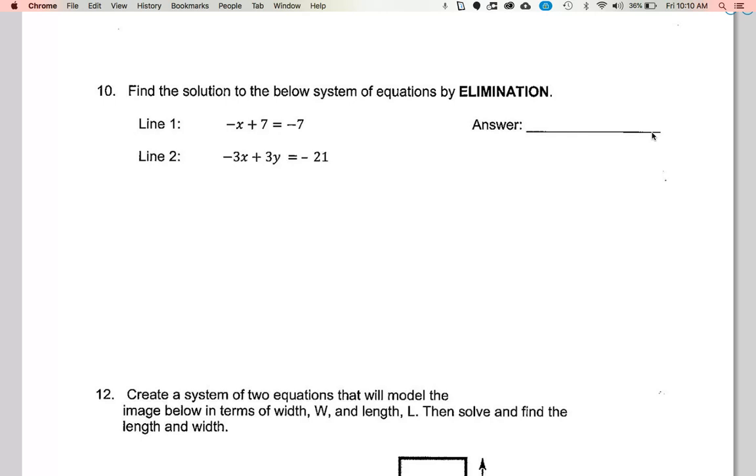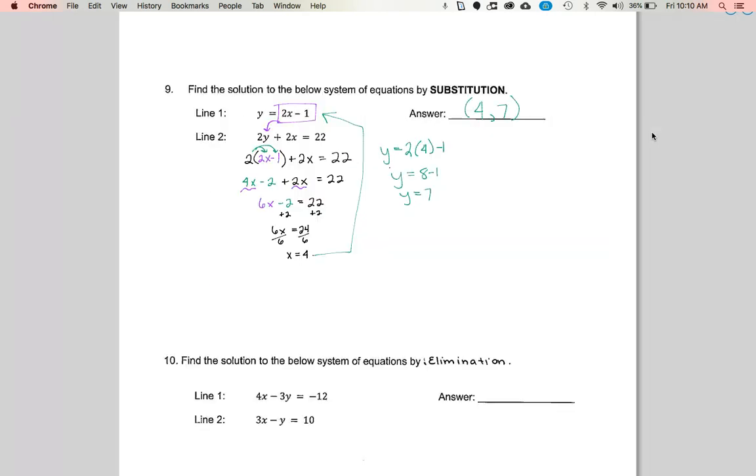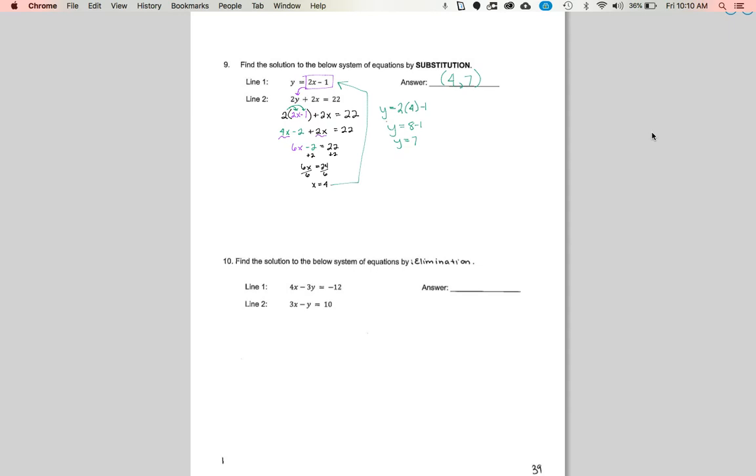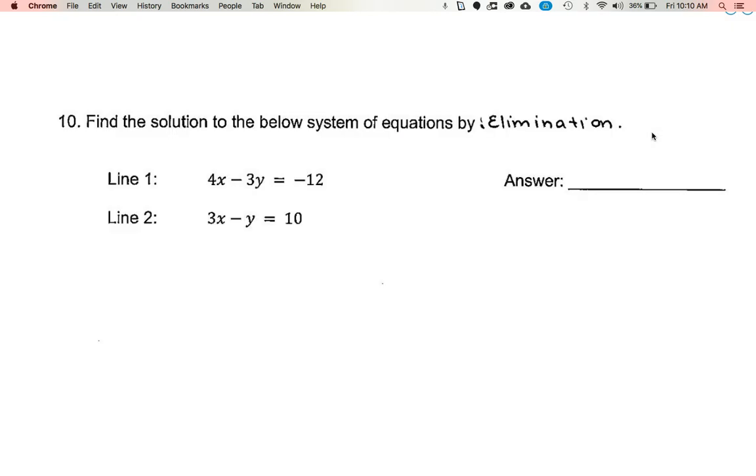All right. I didn't skip one, did I? I did skip one. Okay. Number 10. There's actually two number 10s. This is the first number 10, the right number 10. So this says to use the elimination method.